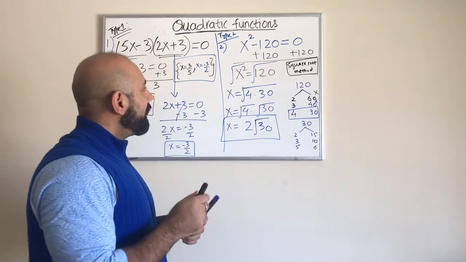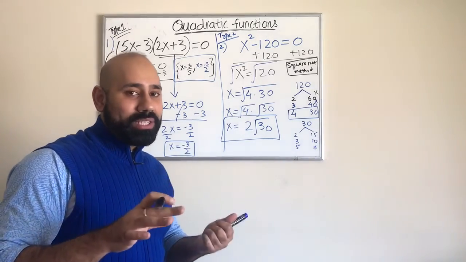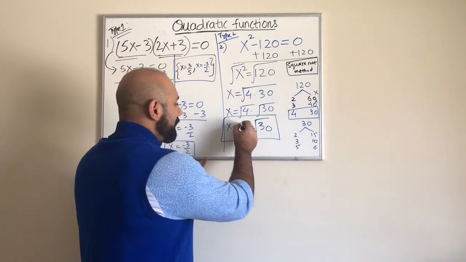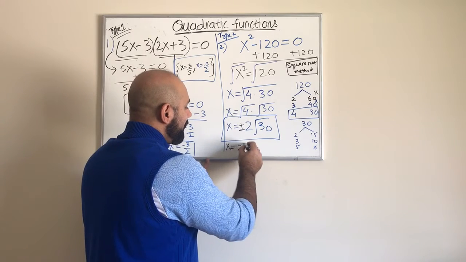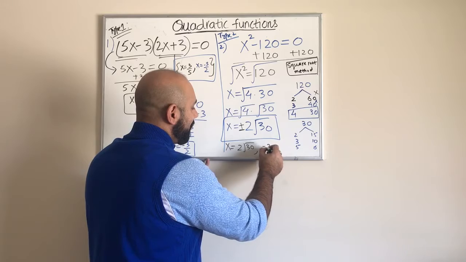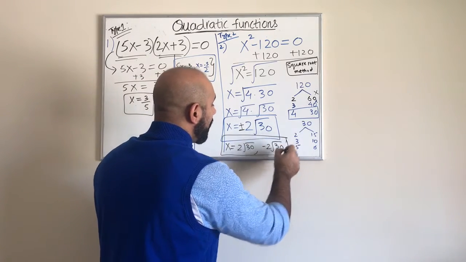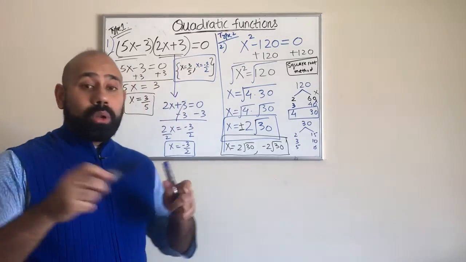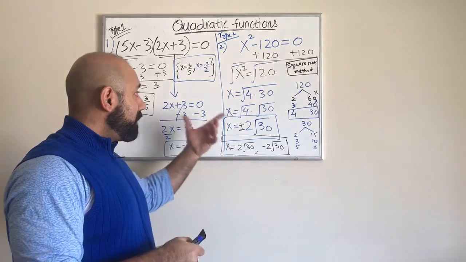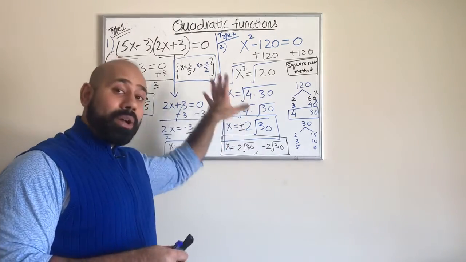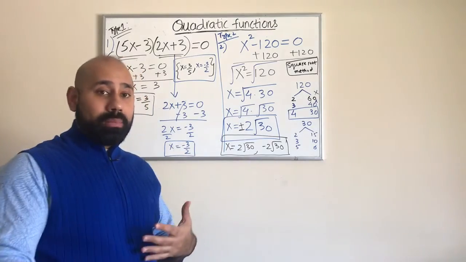But there's one thing you have to keep in mind when you take the square root in terms of quadratic functions: you are going to get a plus and a minus value. So x is 2 radical 30 and x is also negative 2 radical 30. Keep that in mind when solving quadratic equations, because they can have up to 2 solutions. So when you take the square root, you have to have the plus value as well as the minus value.